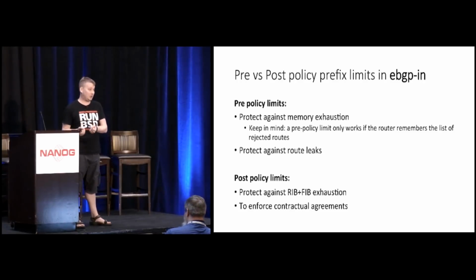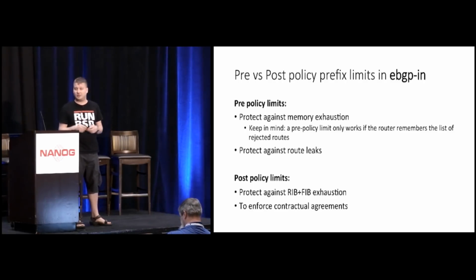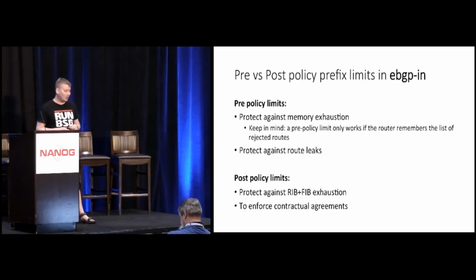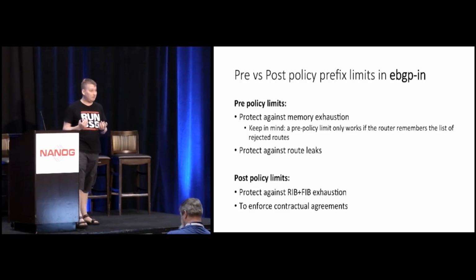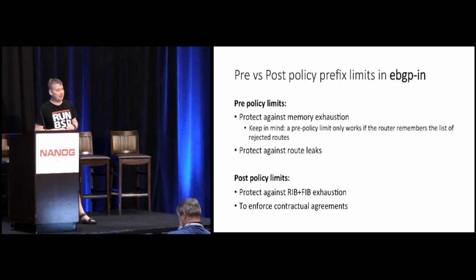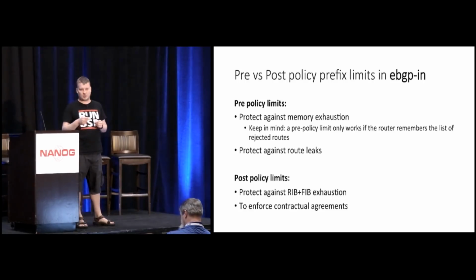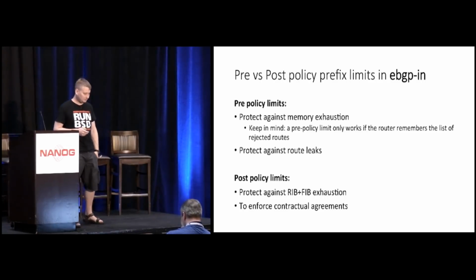Post-policy limits also serve a purpose, because post-policy is what is considered to go into your FIB and to be distributed in your iBGP. So post-policy limits can help mitigate FIB exhaustion or RIB exhaustion concerns. Or, and you see this sometimes in the layer 3 VPN context, post-policy limits are used to enforce contractual agreements. For instance, maybe there can only be 100 routes in the layer 3 VPN. A post-policy limit would be one way to enforce that.